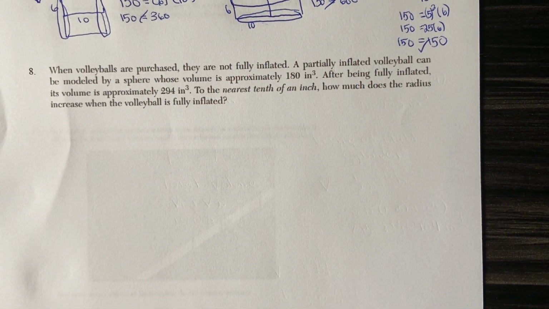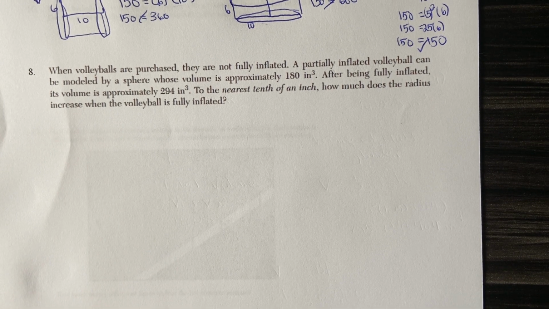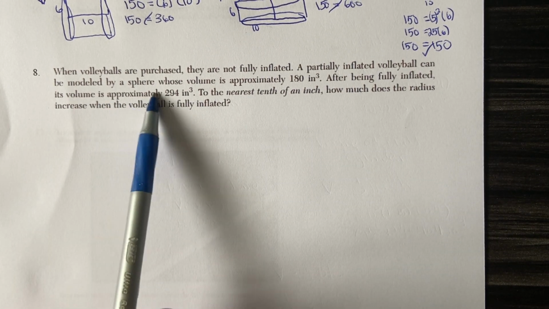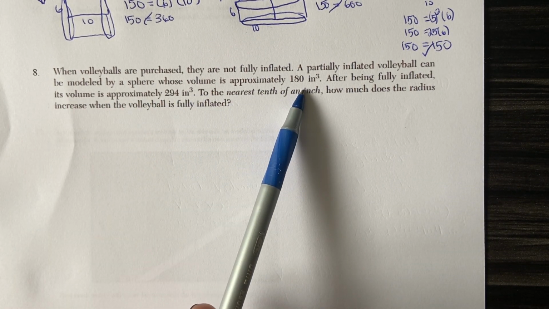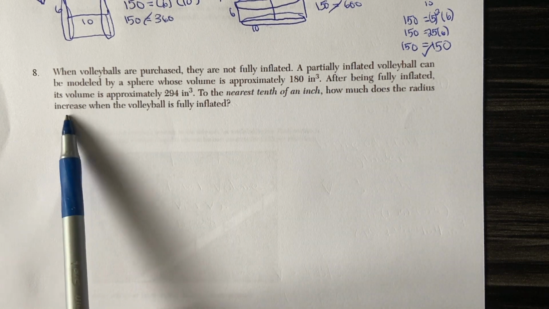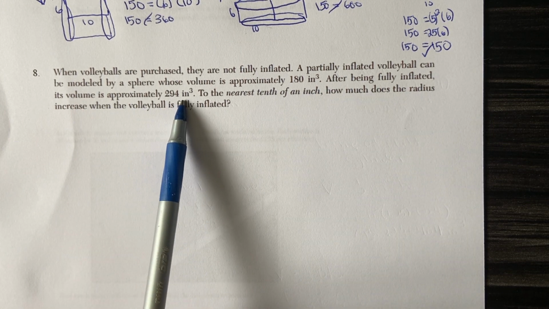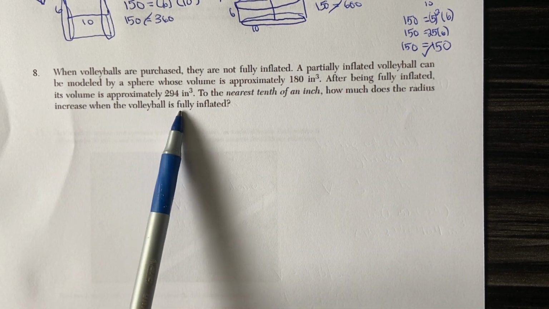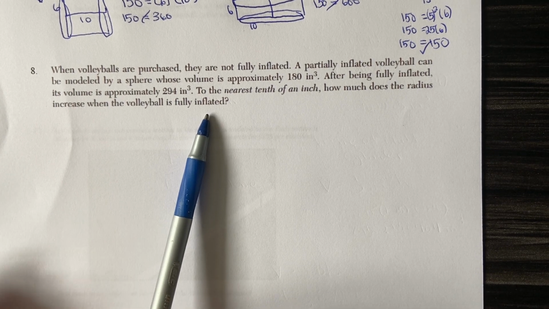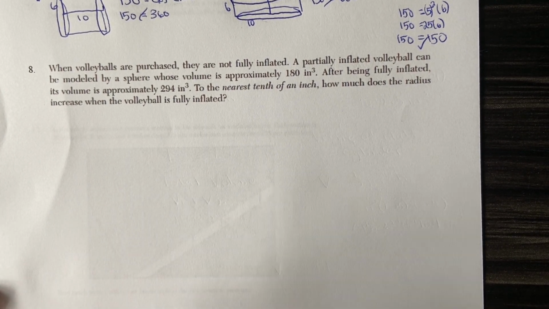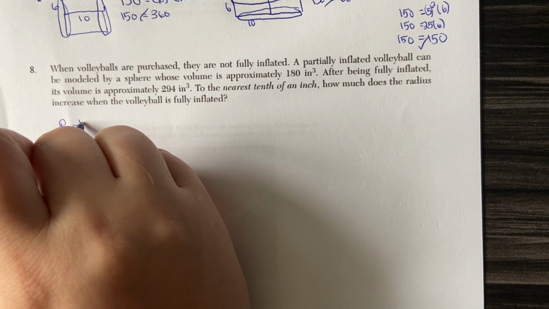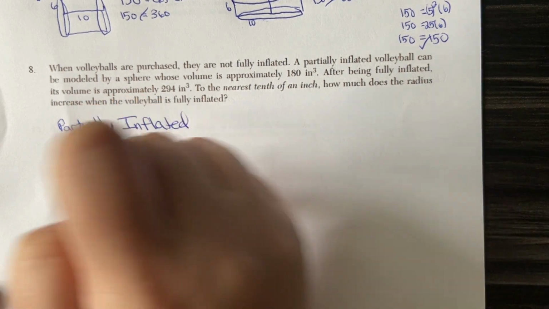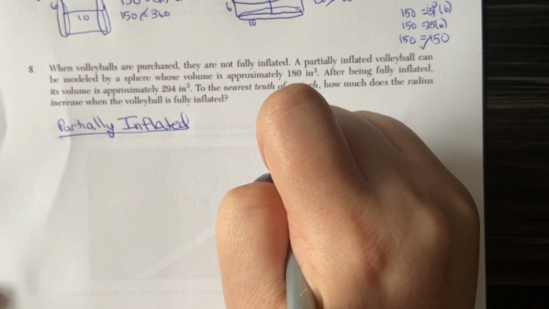So then for number 8, it says, when volleyballs are purchased, they are not fully inflated. A partially inflated volleyball can be modeled by a sphere whose volume is approximately 180 cubic inches. After being fully inflated, its volume is approximately 294 cubic inches. To the nearest tenth of an inch, how much does the radius increase when the ball is fully inflated? Okay, so again, we're going to split this up into 2 separate parts. We're going to look at partially inflated and then fully inflated.